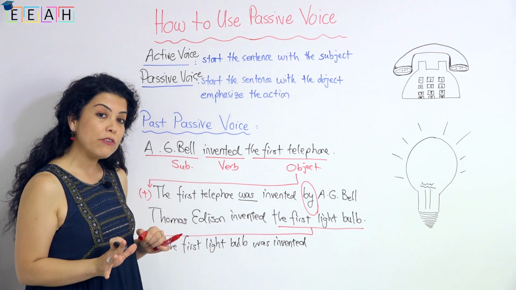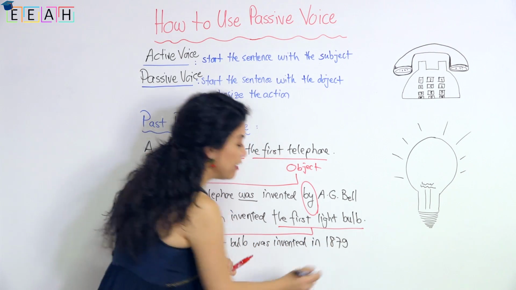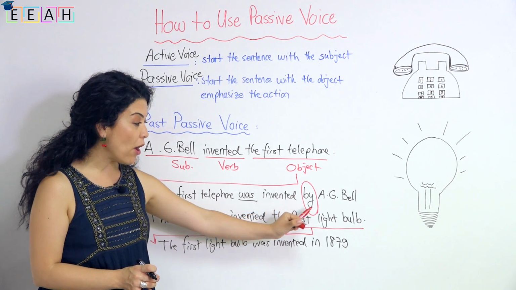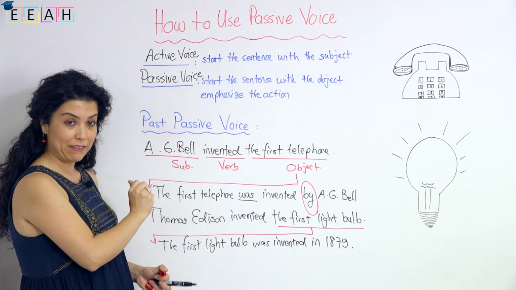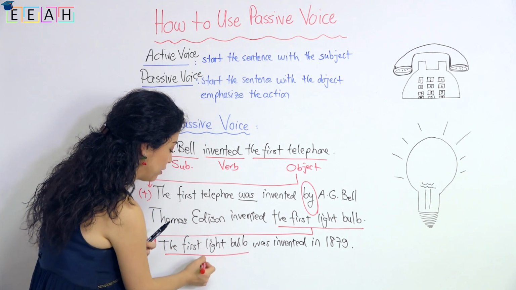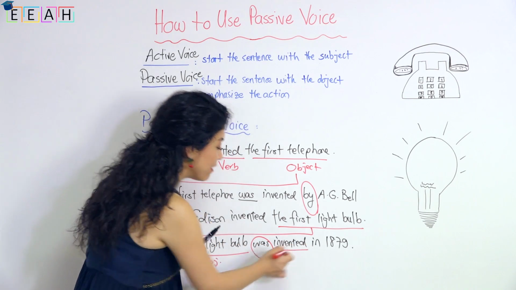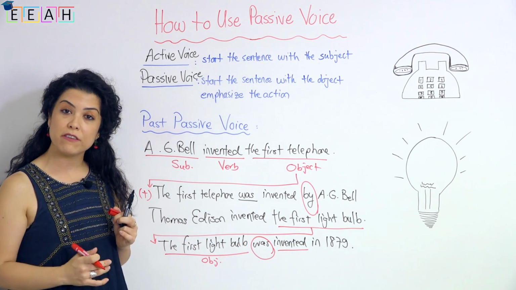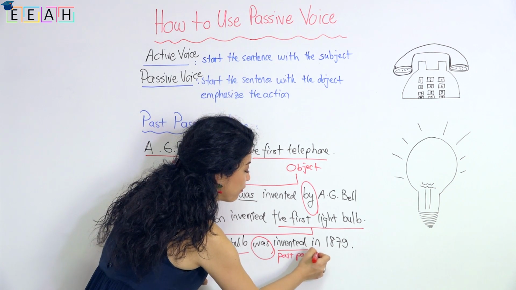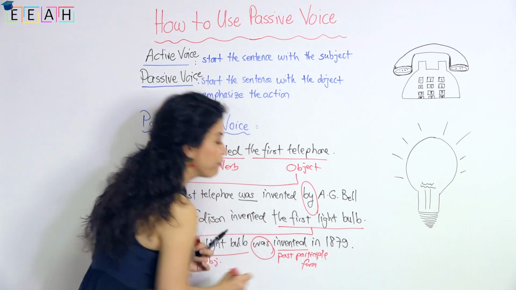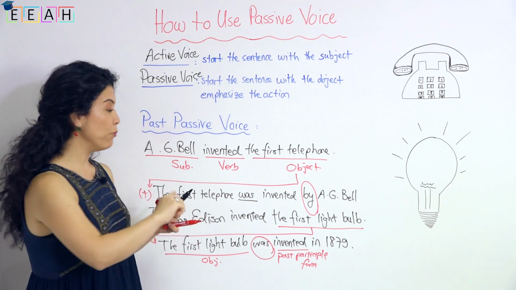If I don't want to mention the person, but I want to say the date, I can do that in 1879. If I want to say the person, I need to say by Thomas Edison. So here I formed a passive sentence in past tense, okay? And I started my sentence with the object, yes, and I used the auxiliary was, and I used the past participle form of the verb, okay? Past participle form.